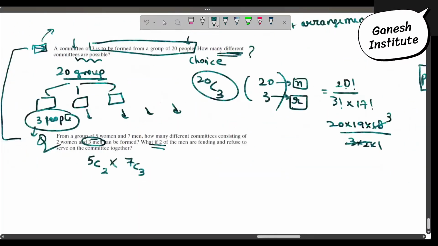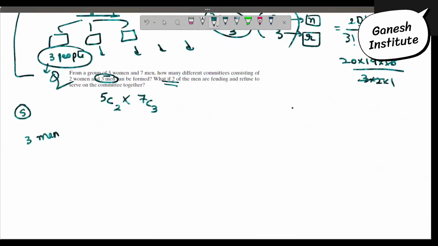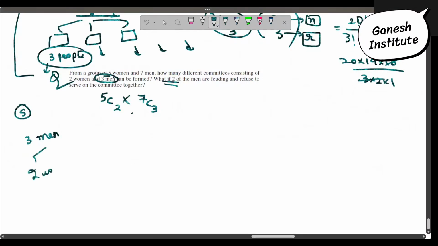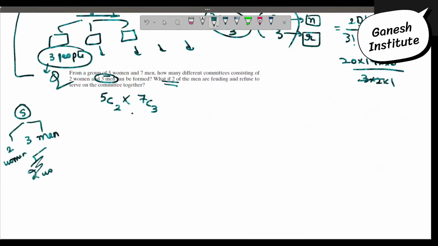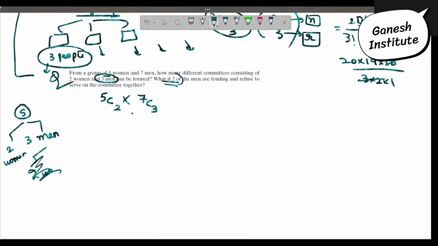So now, what I'm thinking is that I need to make a committee of 5 people. These 5 people will have 2 women and 3 men. So if I take these 2 people who are feuding, who are having a clash, and group them together and then subtract from the total, that is also one way.